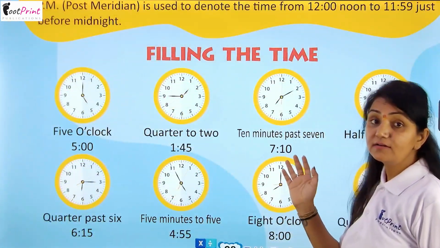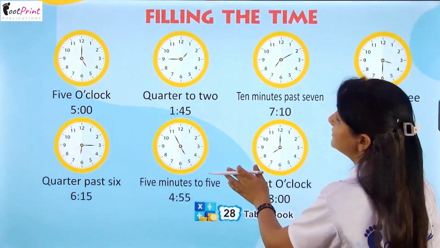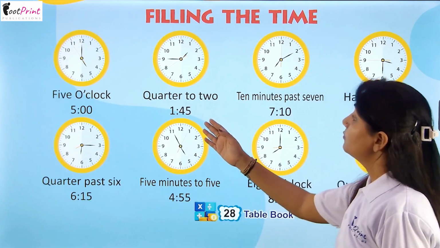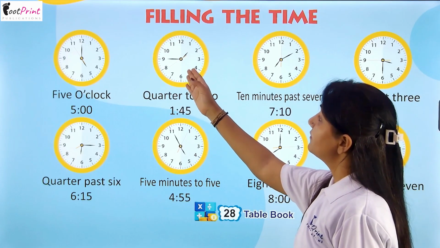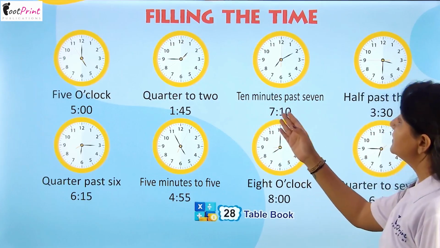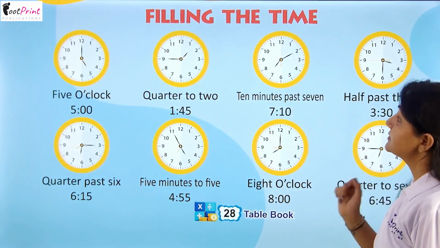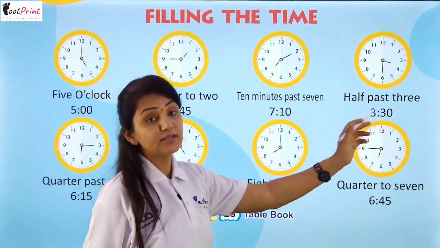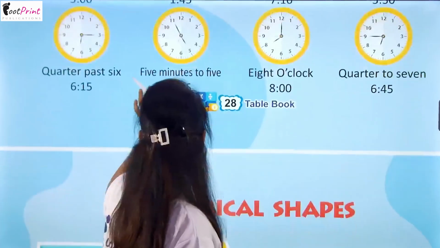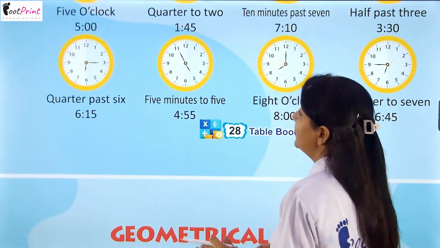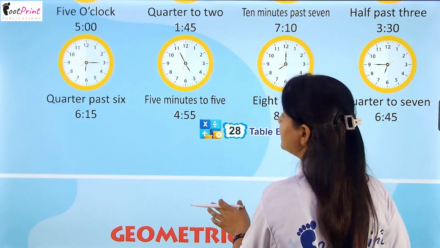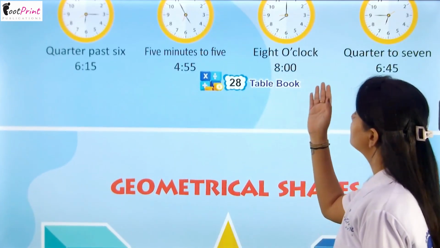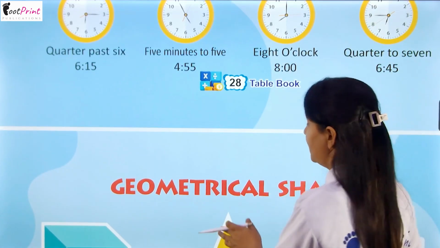Okay, now we are going to start another topic, that is telling the time. Here, if you see, 5 o'clock is what your clock is showing. Quarter to 2 means 1:45. 10 minutes past 7, and this is the way of showing time in the clock. 3:30 means half past 3. And these are the times that all the clocks are showing here. 6:15, 5 minutes to 5, 8 o'clock, 6:45, right?